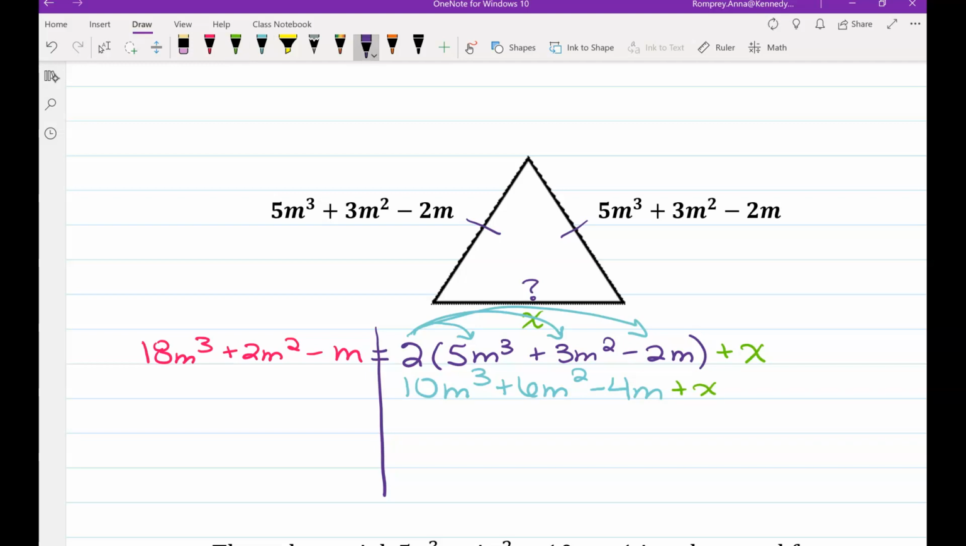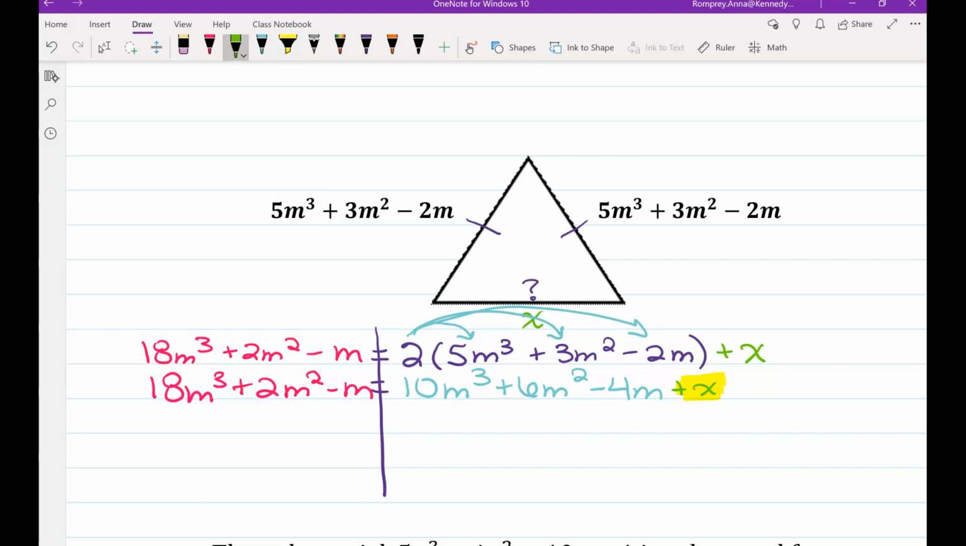equals 18m cubed plus 2m squared minus m. Okay, so what are we solving for? Because I got a bunch of stuff going on. Well, it's all about solving for x. We want to know what's the missing side. So I want to move over everything in blue over to my left side. So I'm going to just move things one at a time.